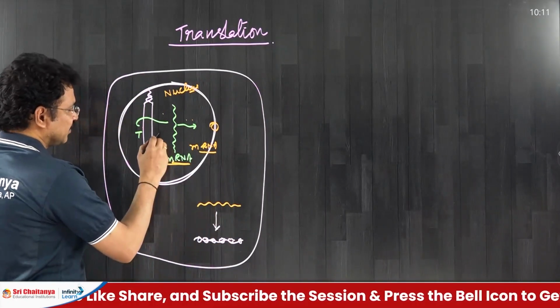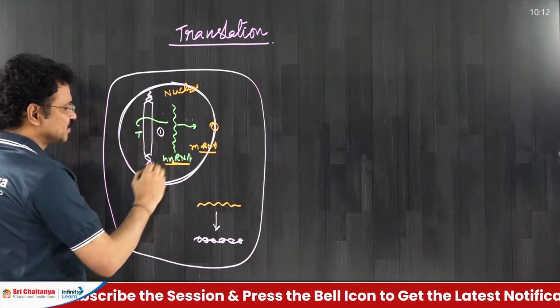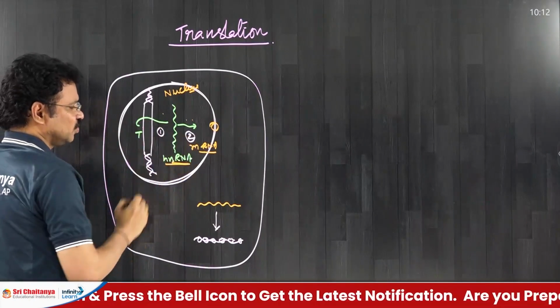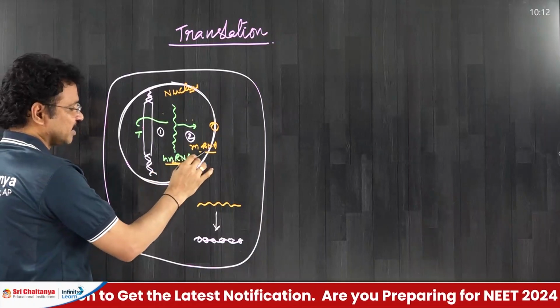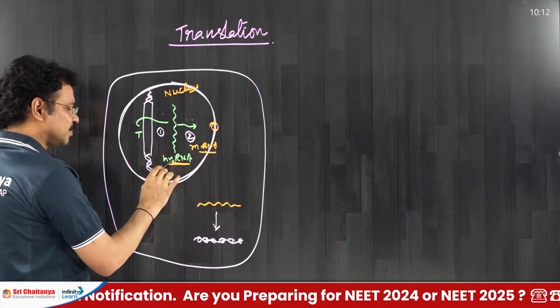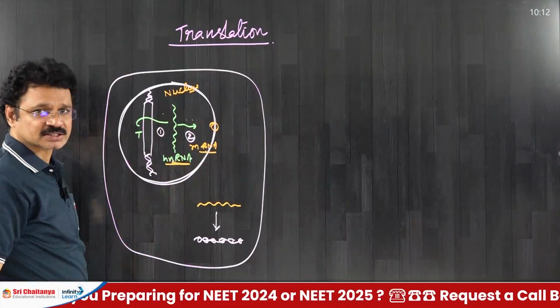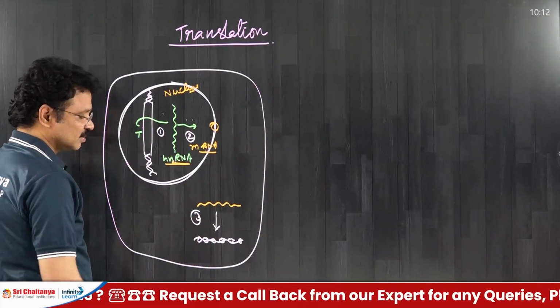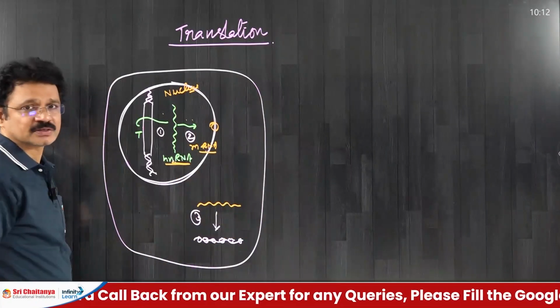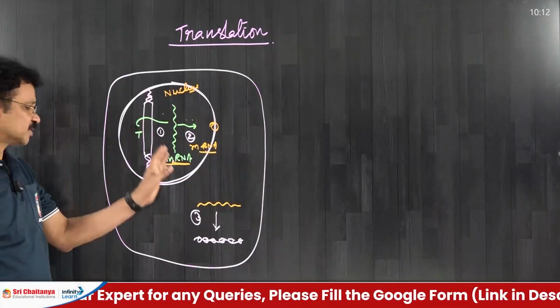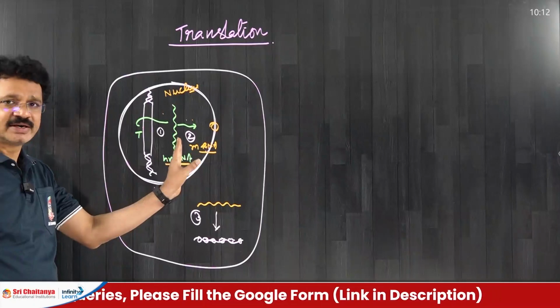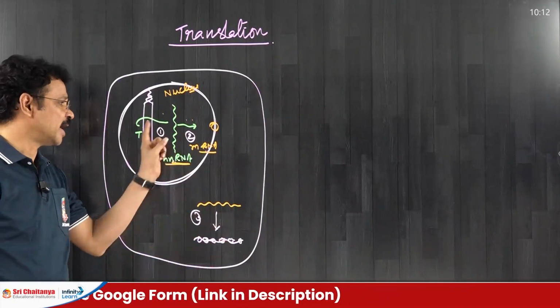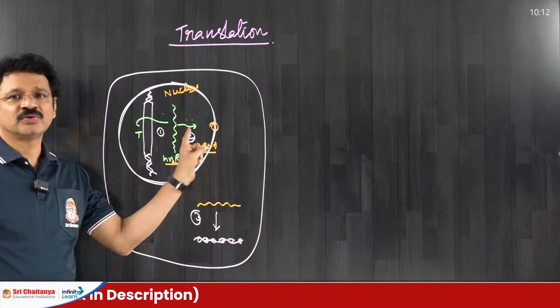Event number 1, transcription. Number 2, processing of hnRNA into mRNA, or conversion of the primary transcript into the secondary transcript. Event number 3 is translation, which takes place in the cytoplasm. So both transcription and translation occur at different places and different timings in eukaryotes.